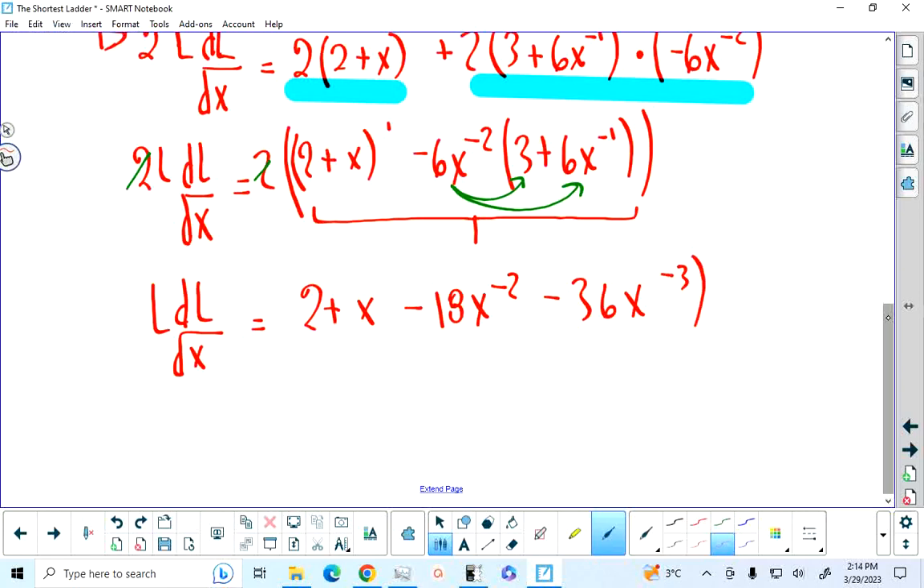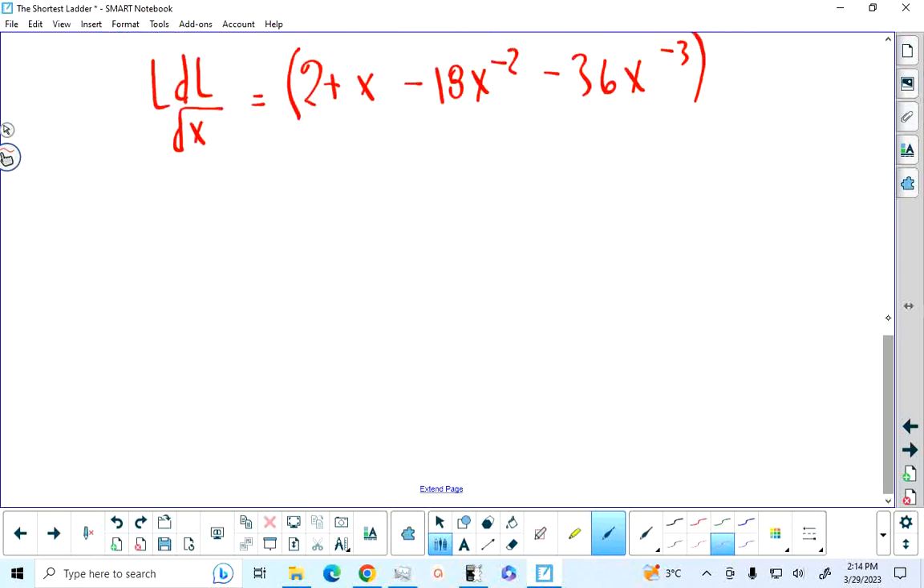I'm just going to step back and double check my math there. Negative 18 times x to the negative 2 is fine, and the other term is right as well. I guess I don't really need brackets around there. So now, what do you do with this? Well, we have negative exponents, so let's factor out the lowest exponent on the top, which would be x to the negative 3.